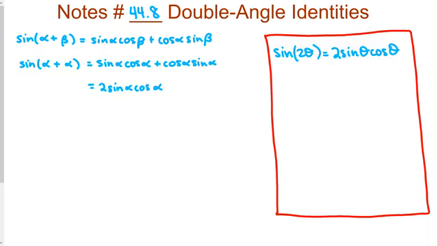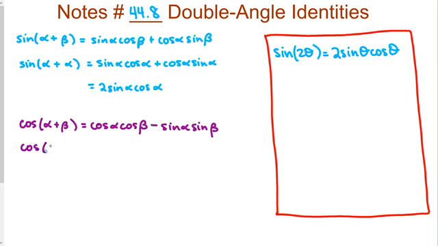Okay, now for the next one, if you wanted to remember from yesterday, the cosine of alpha plus beta is cosine alpha cosine beta minus sine alpha sine beta. So similarly, what if you had the two angles the same, like alpha and alpha? Replace all the betas with alphas. We get cosine alpha cosine alpha minus sine alpha sine alpha.